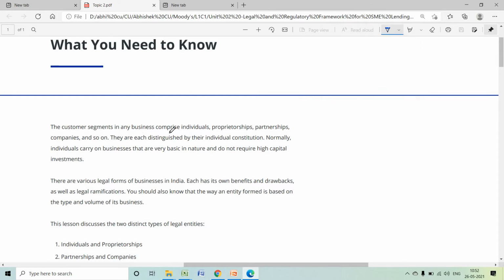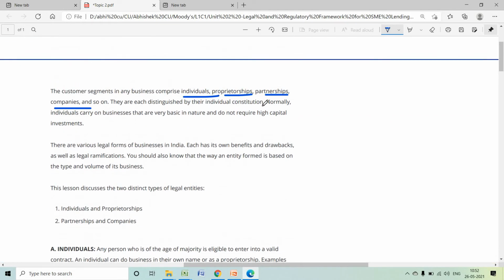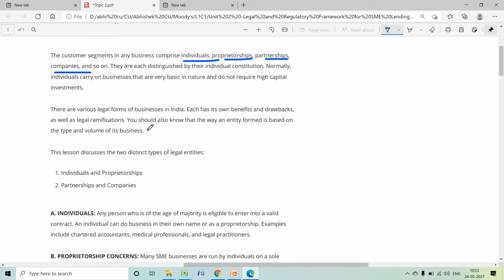Yeah. The customer segments in any business comprise individuals, proprietorships, partnerships, companies, and so on. They are each distinguished by their individual constitution. Normally, individuals carry on businesses that are very basic in nature and do not require high capital investments. So it all depends on the capital, the investments, the kind of structure you want in your business, like what is the customer type: individual, proprietorship, partnership, and companies.